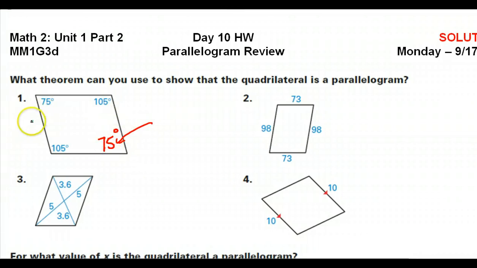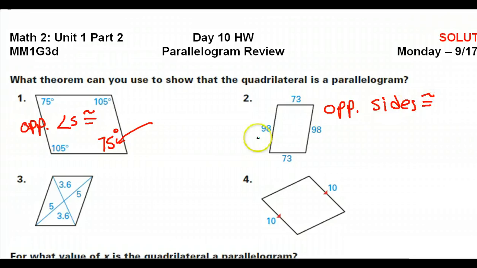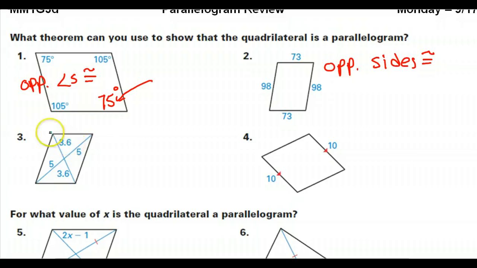So, opposite angles are congruent. That's how we know that one. 73, 73, 98, 98. Opposite sides are congruent. Look at how these pieces are congruent. In other words, the diagonals bisect each other.